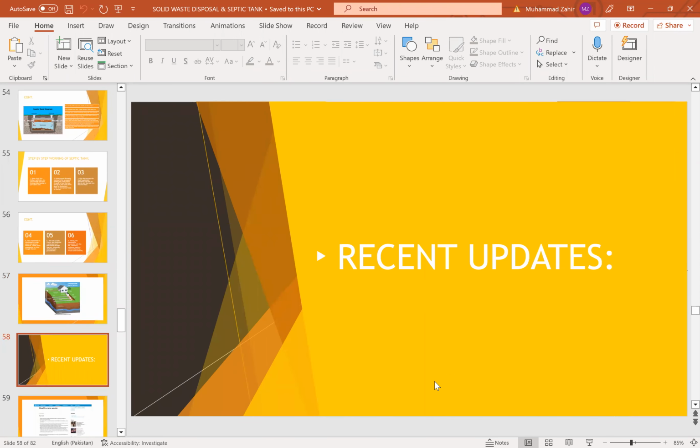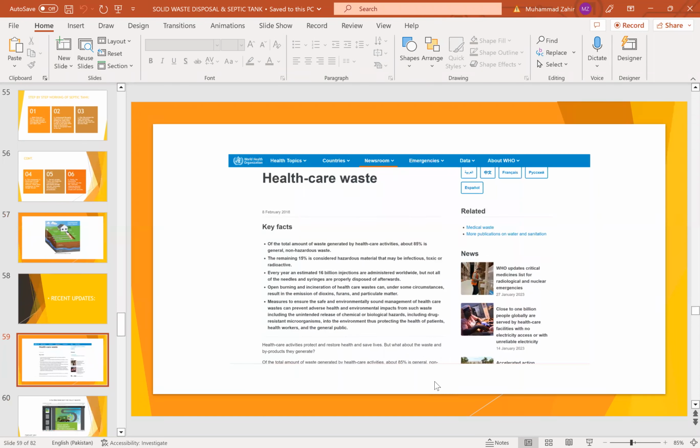Moving towards recent updates. According to WHO, 85% of healthcare waste is general non-hazardous waste, while 15% is considered hazardous, which could be infectious, toxic, or radioactive.